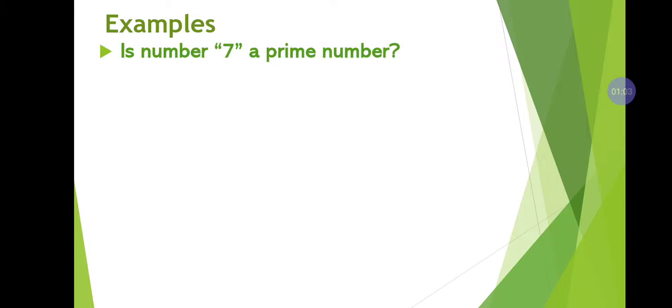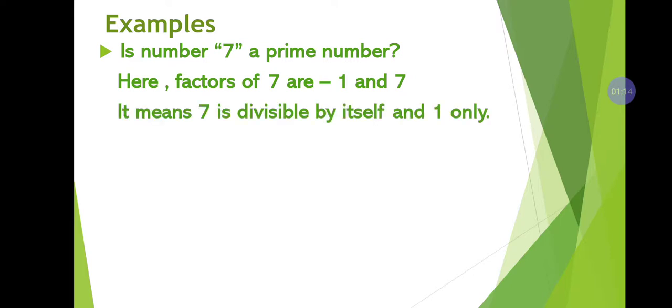Now examples. Is number 7 a prime number? Let us find out. Here we know factors of 7 are 1 and 7. It means 7 is divisible by itself and 1 only. So we can say 7 is a prime number.